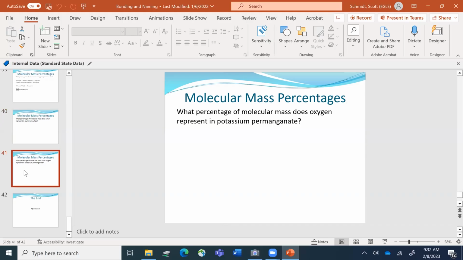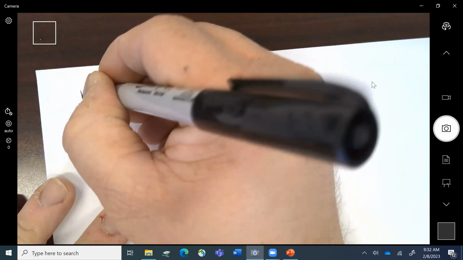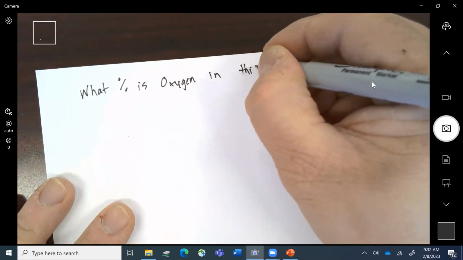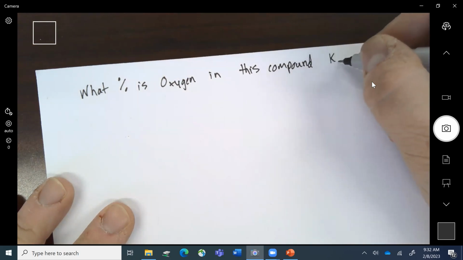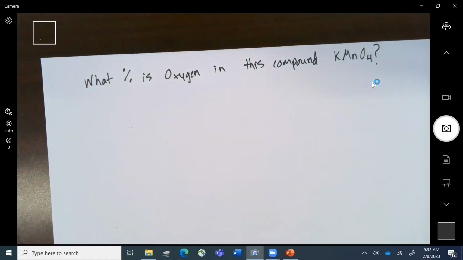So let me get another fresh piece of paper here. The next one was oxygen in potassium permanganate. What percent is oxygen in this compound? And I'll write it out for you. Potassium permanganate is KMnO4. All right, so I'm going to give everyone three minutes to go ahead and do the molar mass percent of this, and then we will go over it. We'll take our break, and then we will finish the last leg of our journey together.